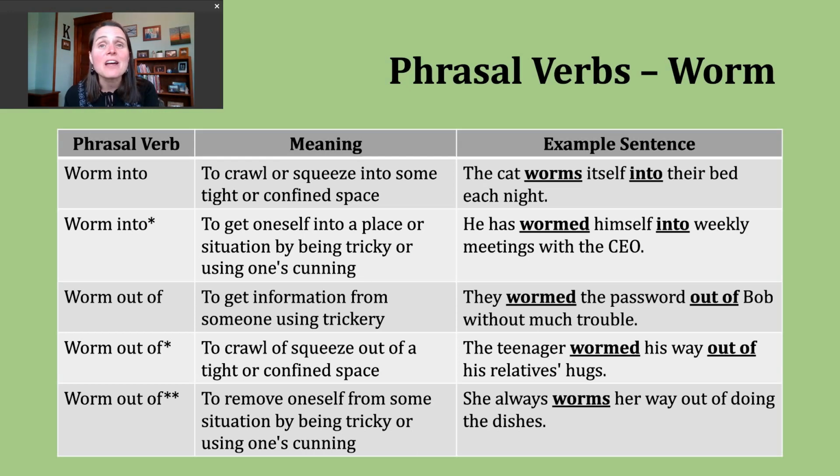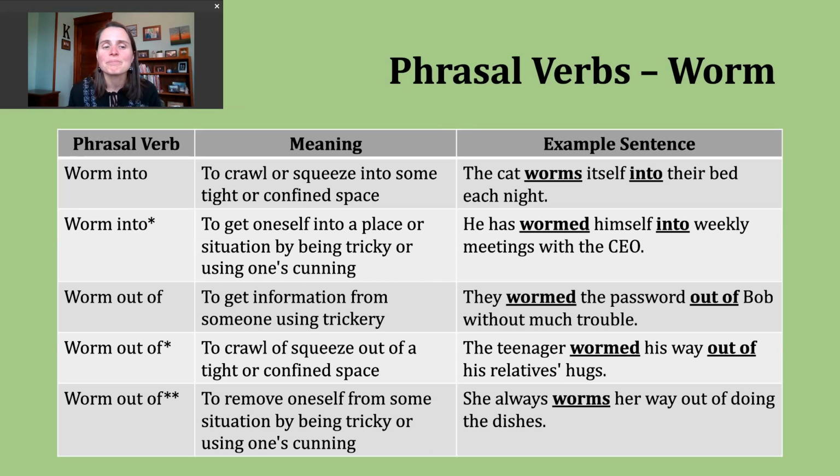Now let's move on to another phrasal verb. This phrasal verb, worm out of, can also have a few different meanings. We'll talk about three of them. The first way this phrasal verb gets used can mean to get information or sometimes some secrets from another person by using trickery. An example of this might be, they wormed the password out of Bob without much trouble. So here, the sentence is suggesting two or more people probably tricked this person into sharing a password or something that should be secret.